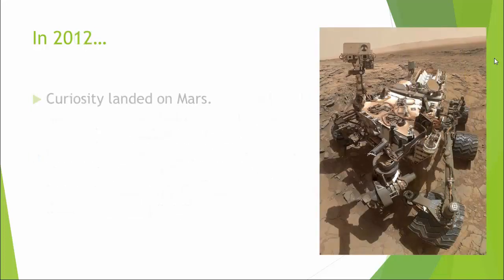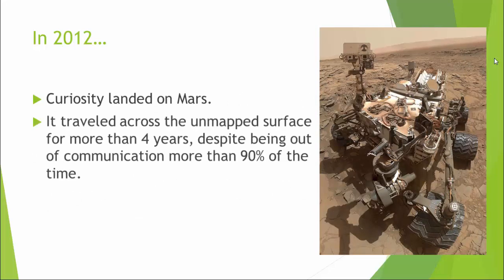Now, 5 years later, Curiosity landed on Mars and for more than 4 years traveled around an unmapped surface of that planet, even though the team that was nominally guiding it was out of communication for more than 90% of the time and never had the opportunity to really react quickly because of speed of light issues.